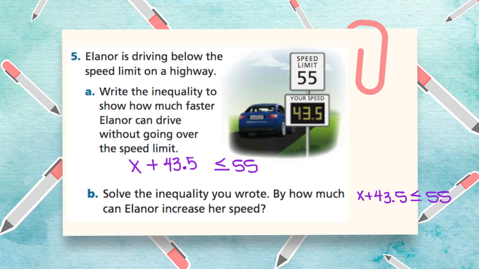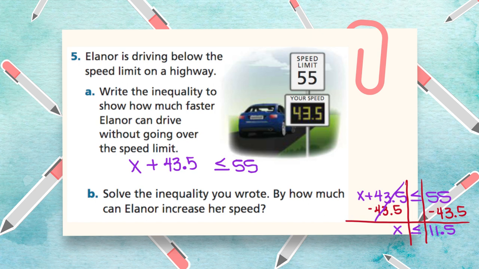How do we go about solving this? You subtract on both sides, which cancels out the 43.5 on that side. Good. And then 55 minus 43.5. Okay, you said these cancel out, which is perfect. We're left with x. And then how much? 11.5. So x is less than or equal to 11.5.